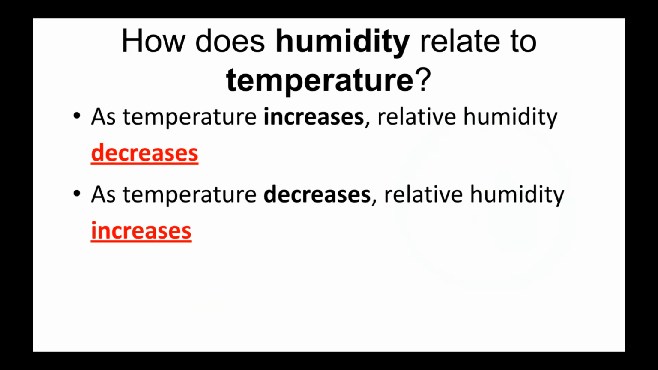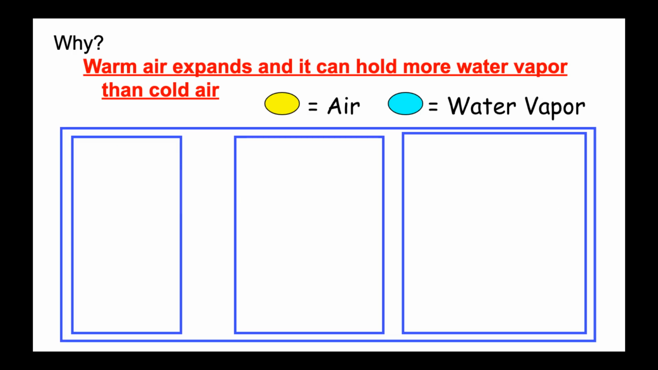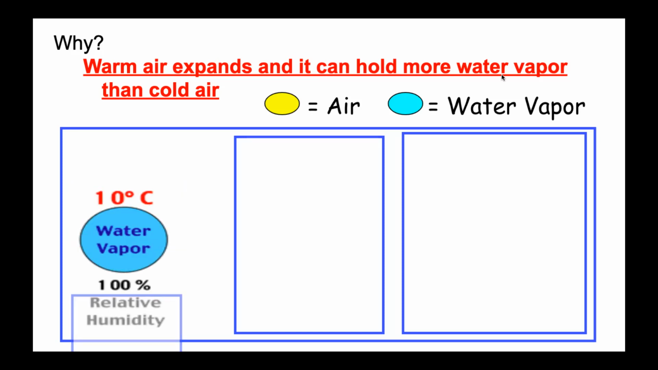So how does humidity relate to temperature? In general, as the temperature increases, the relative humidity decreases. And then as the temperature decreases, the relative humidity increases. This is because warm air expands. So when it expands, it can hold more water vapor than cold air. So let's look at an example.